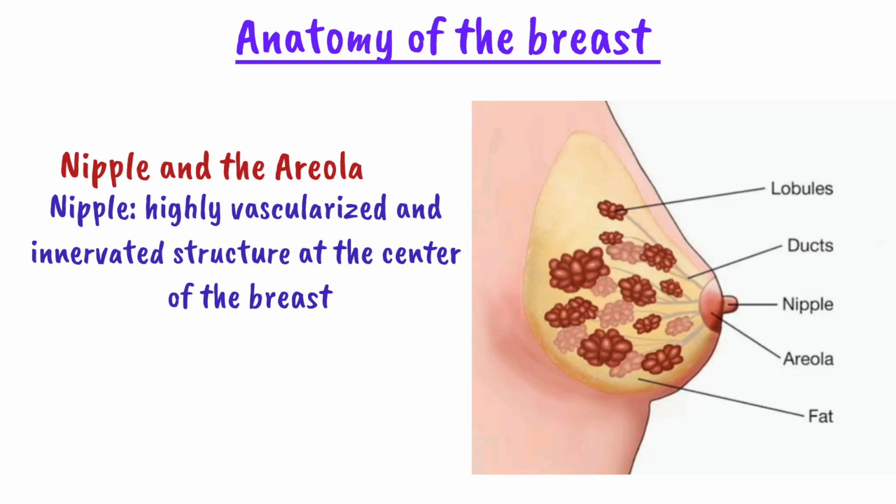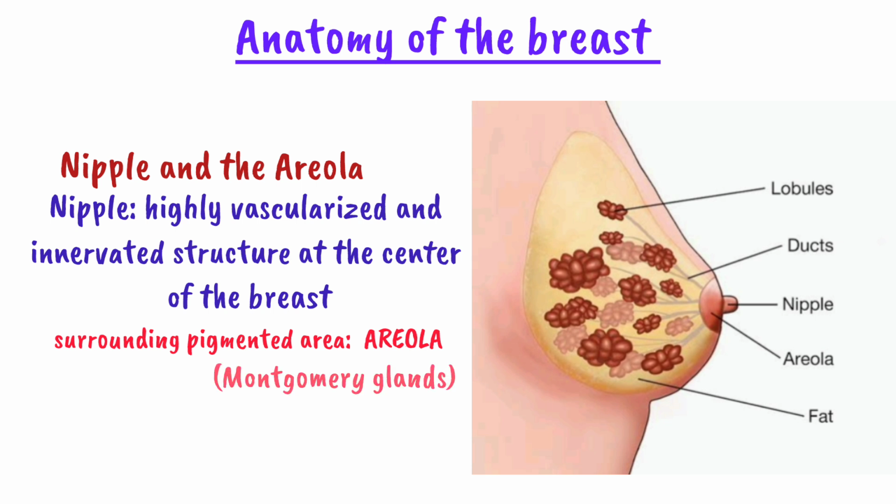Now let's talk about the nipple and the areola of the breast. The nipple is a highly vascularized and innervated structure at the center of the breast. It contains the opening of the lactiferous ducts through which milk is secreted during lactation. The surrounding pigmented area, known as the areola, contains specialized sebaceous glands called Montgomery glands. These glands secrete an oily substance that lubricates and protects the nipple during breastfeeding. The areolar pigment may darken during pregnancy, and this is due to hormonal changes.